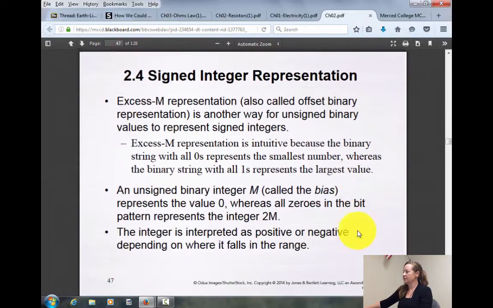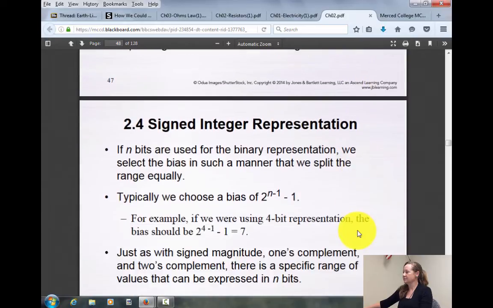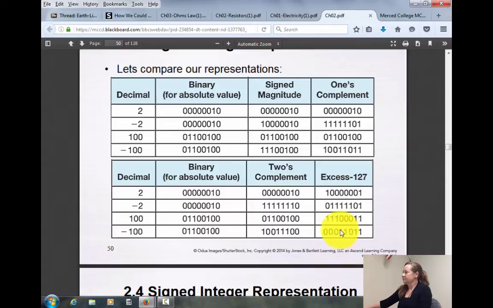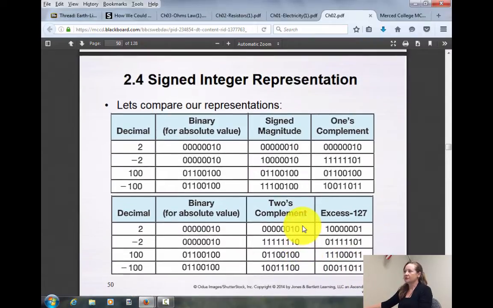Okay, we don't go over the XSM representation. Okay, so this is an important little chart here. So let's compare our representations. So in decimal, how do we write the number 2? We write the number 2, that's pretty easy. In binary, how do we write the number 2? With 8 bits, we write it like this.